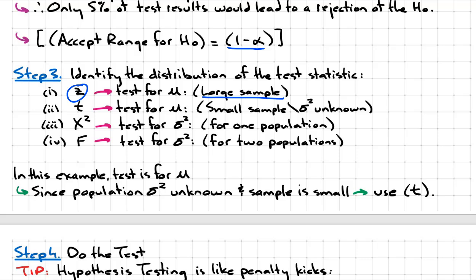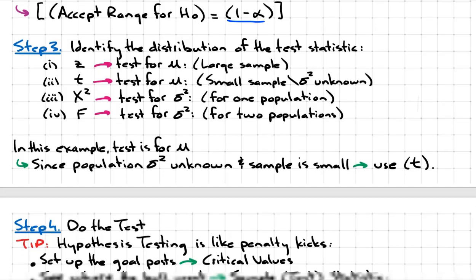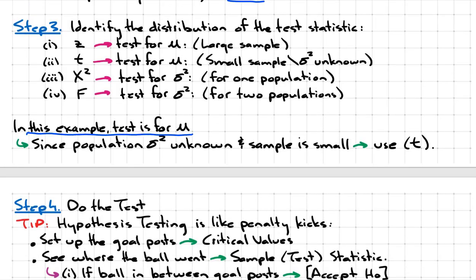We use Z if the sample is large. On the other hand, we use the T distribution if we're looking at a small sample and the population variance is unknown. And with chi and F tests, we'll have a look at them in greater depth once we get to the tests regarding population variance. But for now, we're testing for the mean. Now in this example, the test is for the population mean, as I said. And since the population variance is unknown and the sample is small, we're going to use the T distribution.